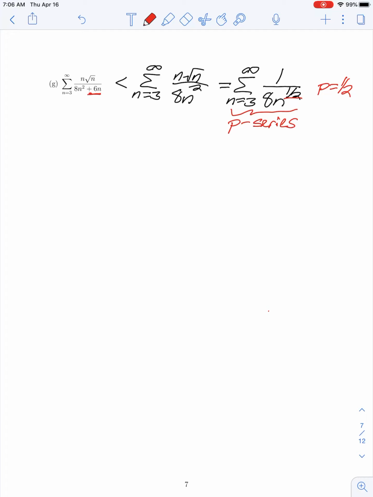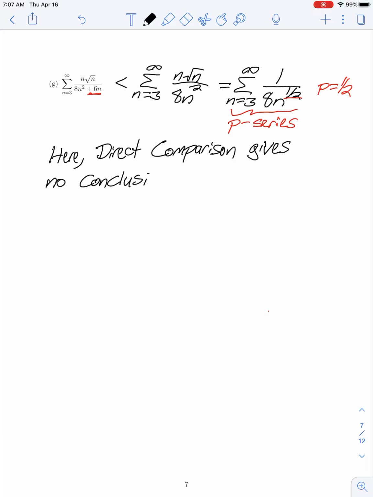So here, my smaller series, I can't make any conclusion about. Since the larger series diverges, I don't know anything about convergence or divergence of the smaller series here. So in this first direction of comparison that we tried, we could say that our direct comparison gives no conclusion. So we could try to compare with something else, as we did in that last example.